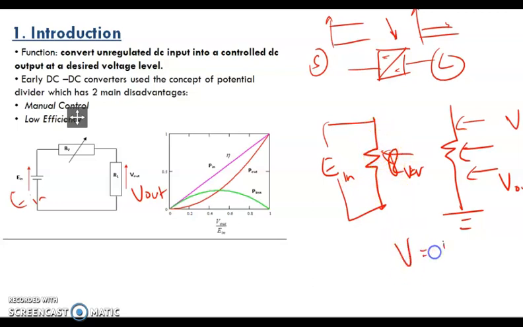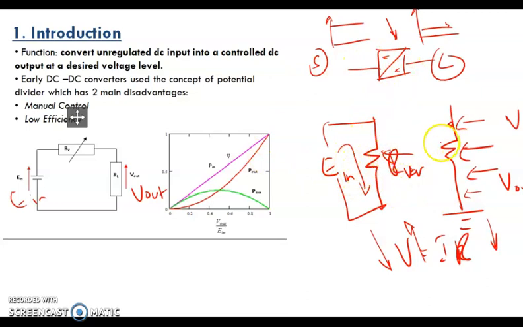So V is equal to IR. The I is the same across the circuit, but the R depends on where you put the probe. If you put it higher on the circuit, the resistance will be higher, so the voltage will be higher. If you put it lower, near the ground, the resistance will be lower, so the output will be lower as well. So it just follows the voltage divider rules for the linear regulator.